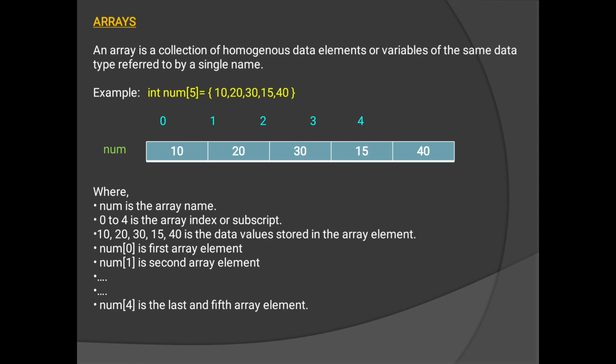Based on the array index, the variable or element will be created. num0 will store the value 10, num1 will store the value 20, num2 will store the value 30, num3 will store the value 15, and num4, which is the last and fifth array element, will store the value 40.